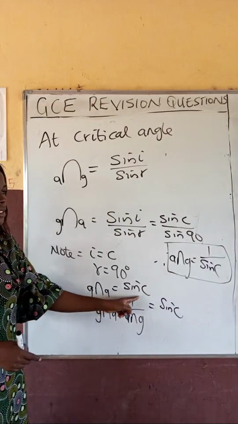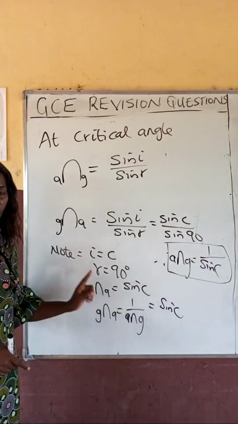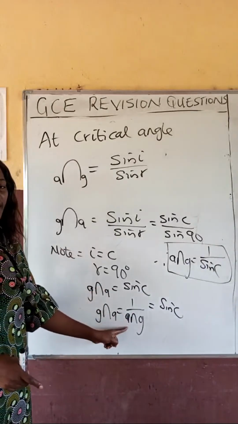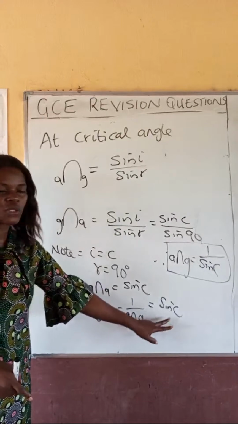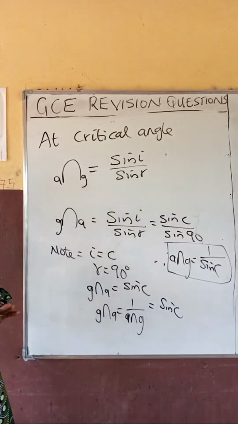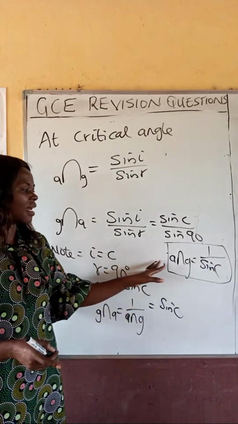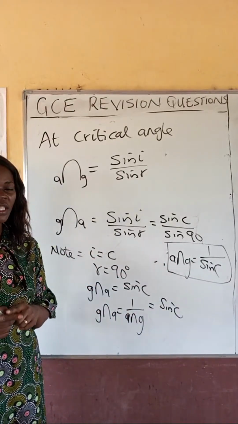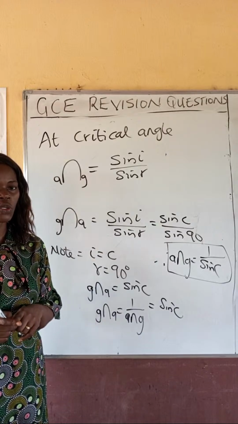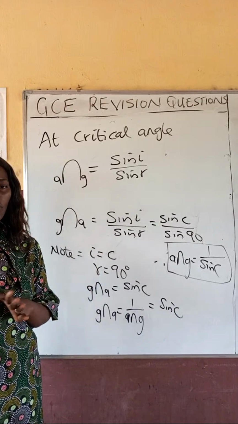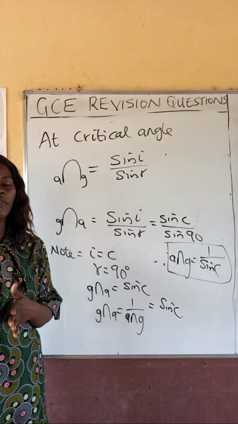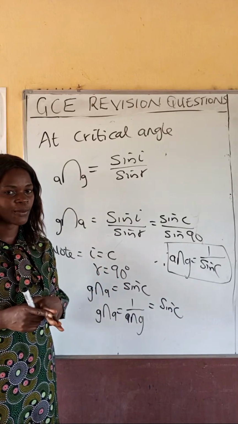We are left with gna is equal to sine C. You know what is gna? When light is traveling from glass to what? Air, which is the inverse of ang, right? That is equal to sine C. Now, because I want to make ang the subject, I can say that ang is equal to 1 over sine C. So this is the relationship connecting the refractive index and the critical angle. So we're going to put up small examples to see how you can understand the concept of refractive index and critical angle. Right.